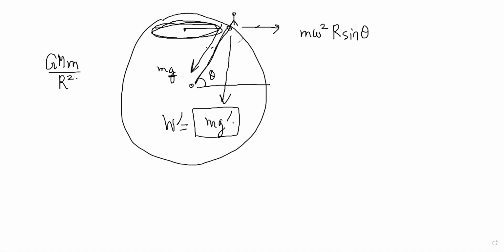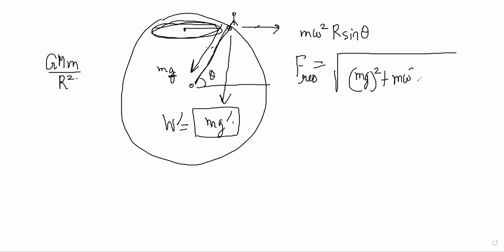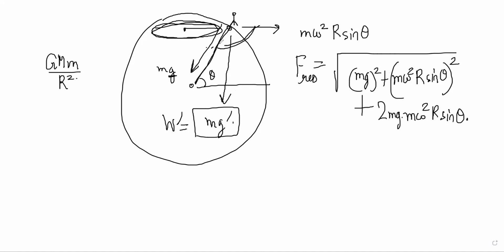You take the resultant force: F resultant is equal to root over (mg) square plus (m omega square r sine theta) whole square plus 2 mg into m omega square r sine theta into cosine of the angle between these two forces. So this angle will be, if this is theta, this is theta, so this is pi minus theta. Cos of pi minus theta would be minus cos theta. So this force would be your effective weight.